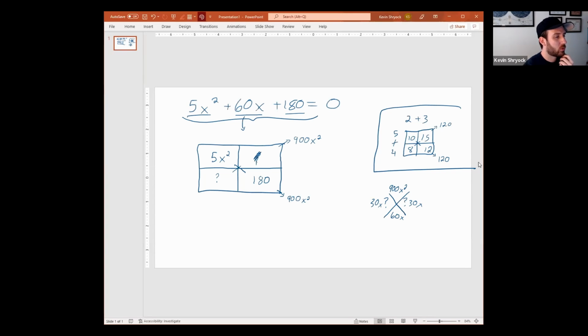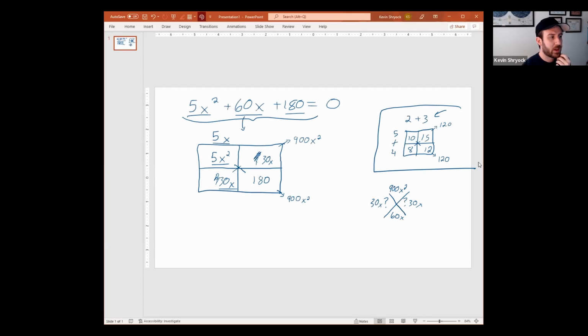So that means that this is no longer a question mark. This is a 30x and a 30x. Great. Now, this is a rectangle. I can find its dimensions in the same way that I did up here. For example, if I have this 5x squared and this 30x, they both share an x as a common factor. What other common factor do they share? They're both divisible by 5. They both share a 5.